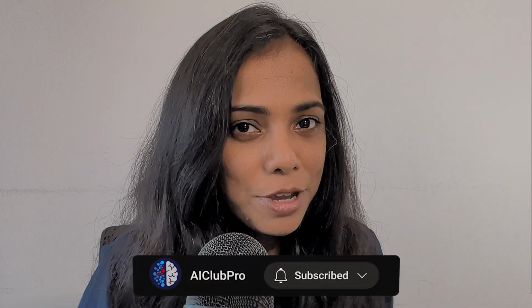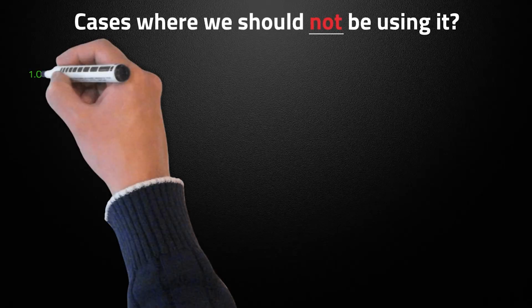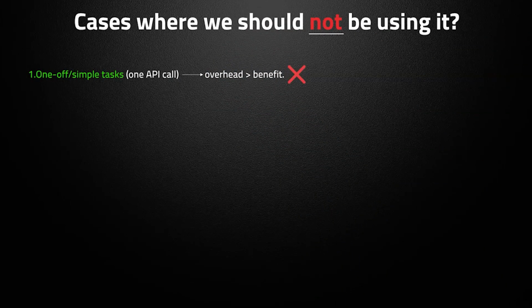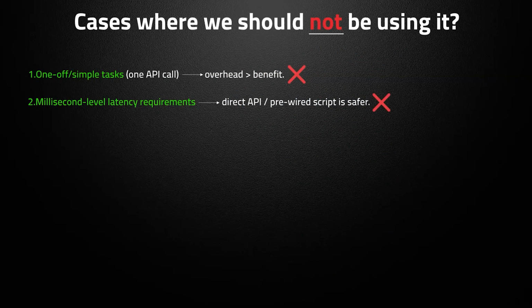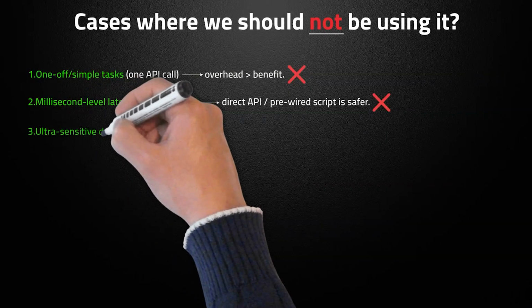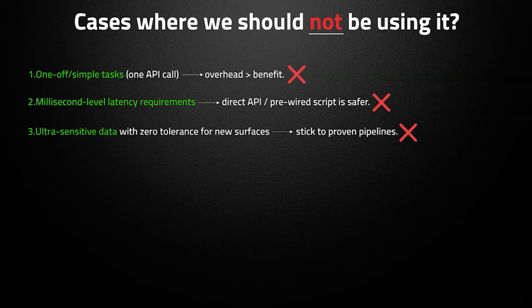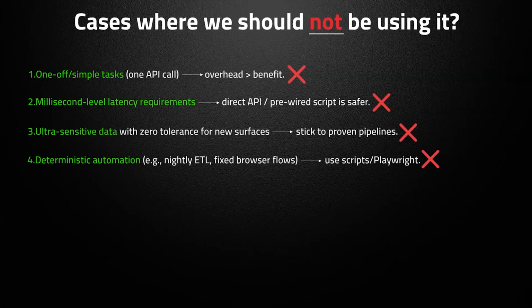So given all this information about MCP and how it works, what are the cases where you should not be using it? If you have a one-off simple task, which has exactly one API call, it's a lot of overhead to have an MCP for it. And if you have latency requirements, then direct calls to APIs are much faster compared to using an MCP. If you have very sensitive data with zero tolerance for new surfaces, then you should stick to your existing pipelines, even if they have glue code. And if you have very limited bandwidth to run servers, you could manage this by using function calling.